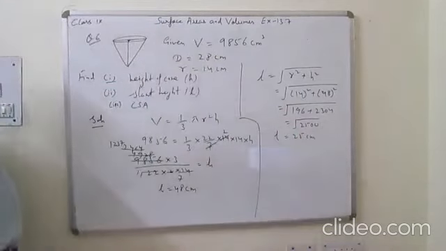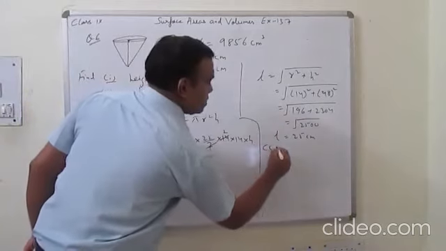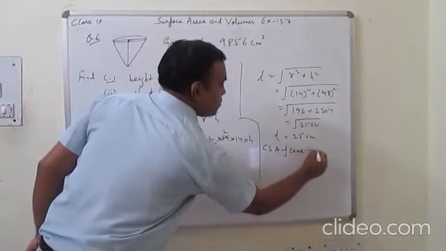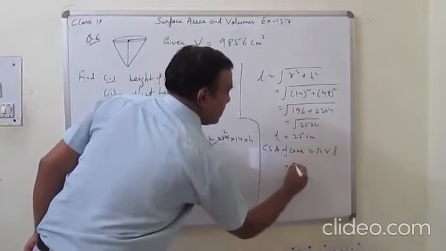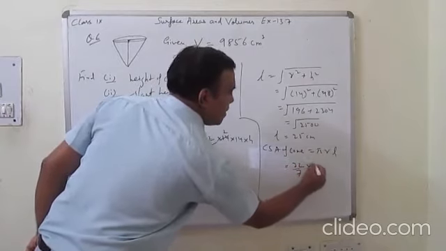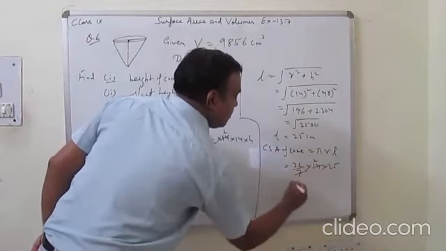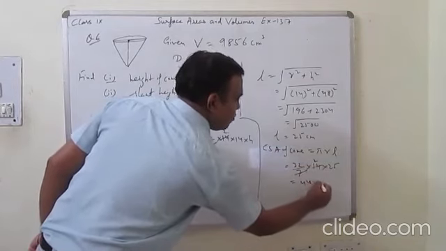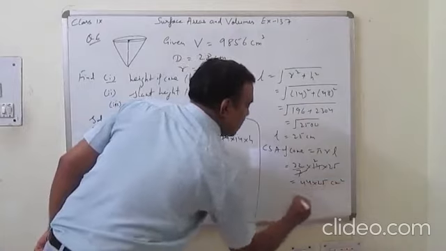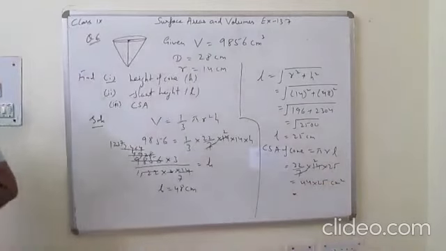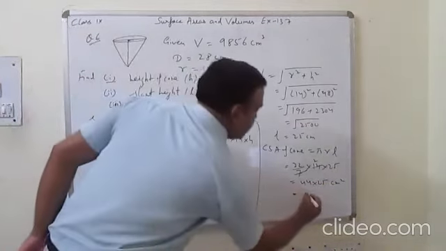Now we have to find CSA. CSA of cone is pi r L. Pi is 22/7, r is 14 and L is 25. This will cut. This is 44 into 25 centimeter square. If you multiply it, you will get 2200 centimeter square.